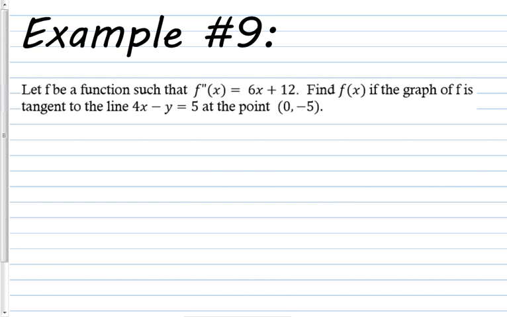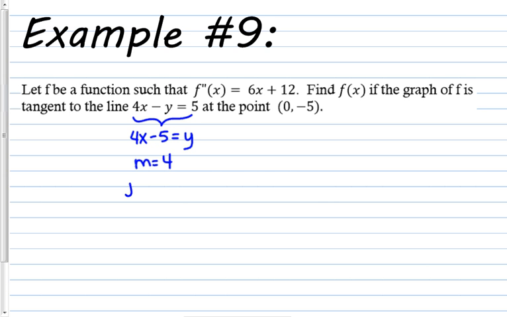Let f be a function such that f double prime of x equals 6x plus 12. Find f of x if the graph of f is tangent to the line 4x minus y equals 5 at the point 0, negative 5. Being tangent to this line means f of x has the same slope as the line. So let me move this around. I'm going to add the y to both sides and then subtract the 5. Y equals mx plus b, so the slope is 4. So that means my slope at 0, negative 5 is 4.